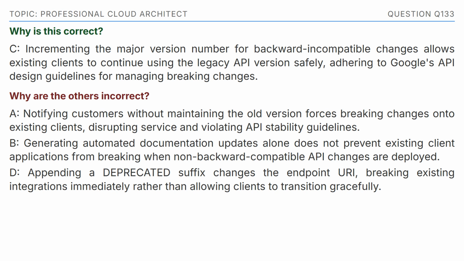Why are the others incorrect? A. Notifying customers without maintaining the old version forces breaking changes onto existing clients, disrupting service and violating API stability guidelines. B. Generating automated documentation updates alone does not prevent existing client applications from breaking when non-backward compatible API changes are deployed. D. Appending a deprecated suffix changes the endpoint URI, breaking existing integrations immediately rather than allowing clients to transition gracefully.